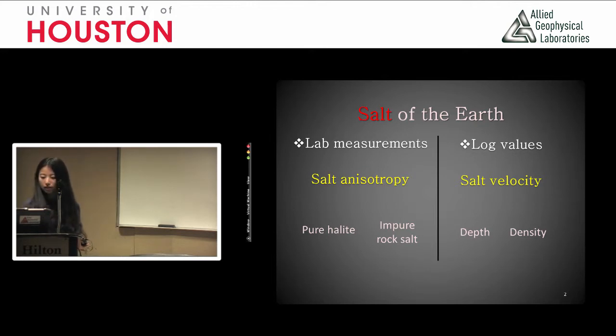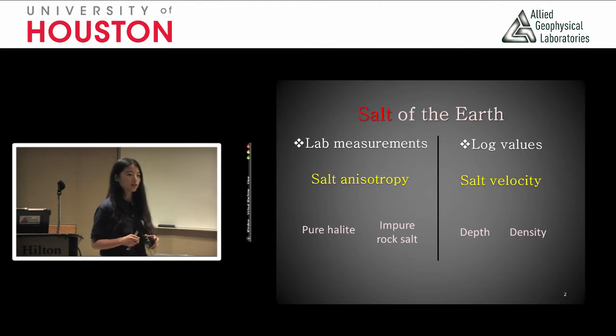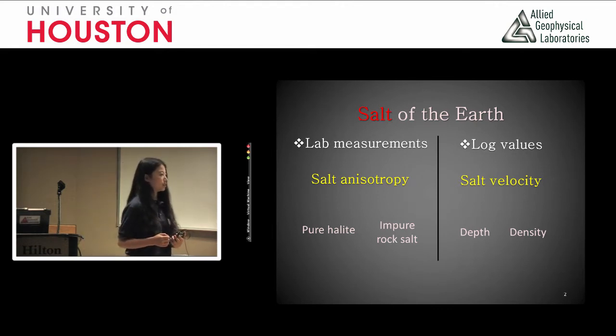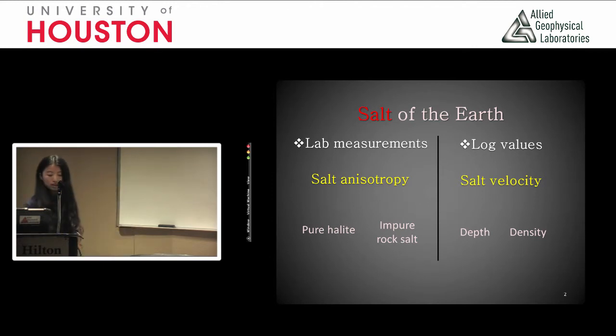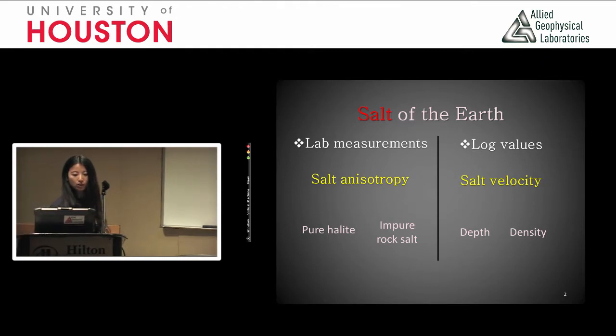And the second part is we studied the log values of the salt in the Gulf of Mexico area at the field scale. In this study, we have more information about the salt velocities. So we generated empirical relationships of salt velocity with depth and density, and that should provide some reference for the sub-salt and pre-salt imaging velocity model, especially for the Gulf of Mexico area. So let's see our lab measurements first.